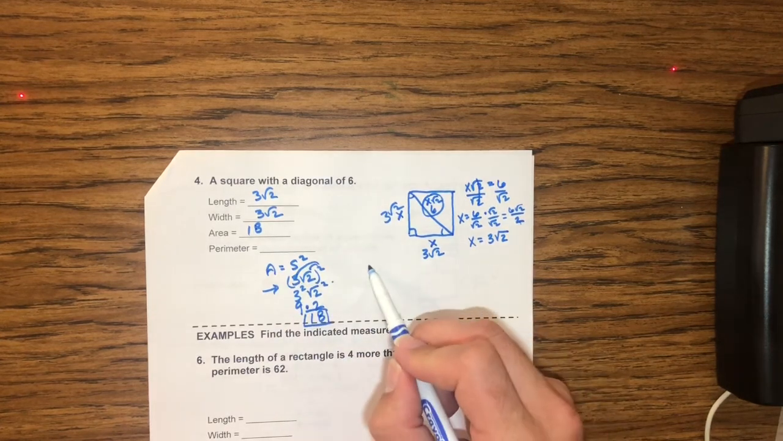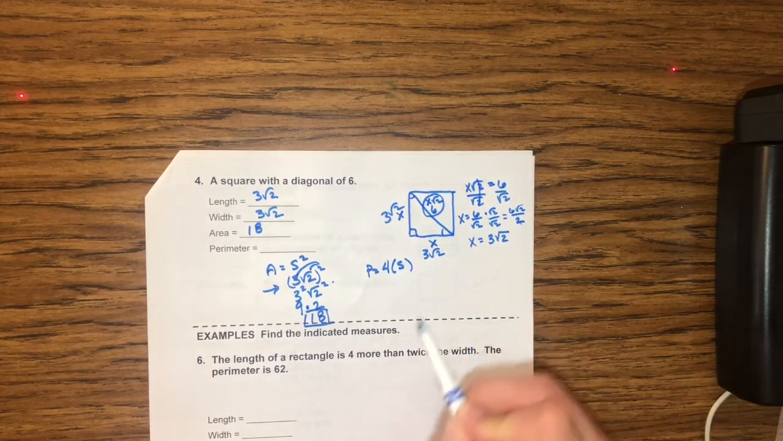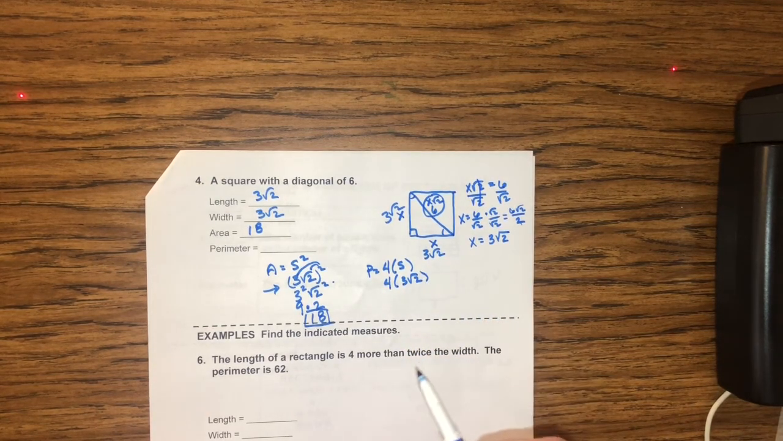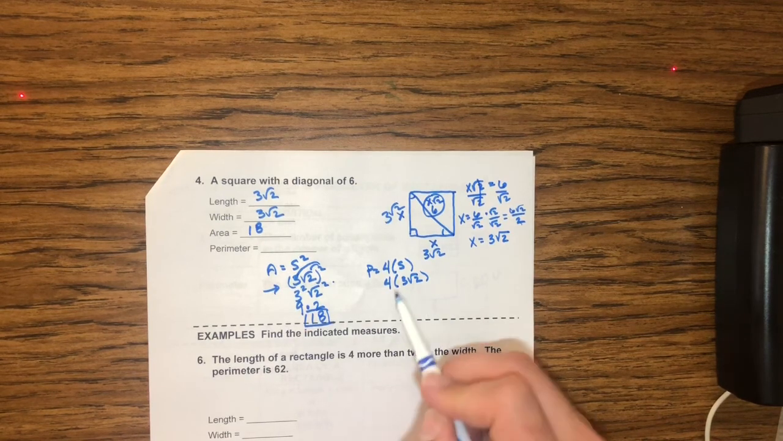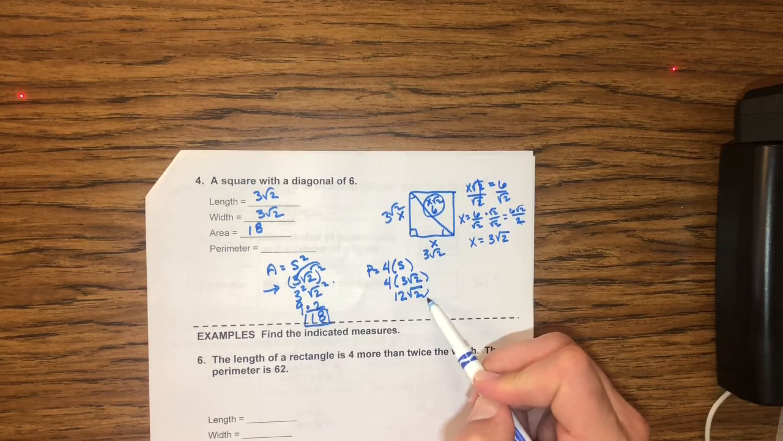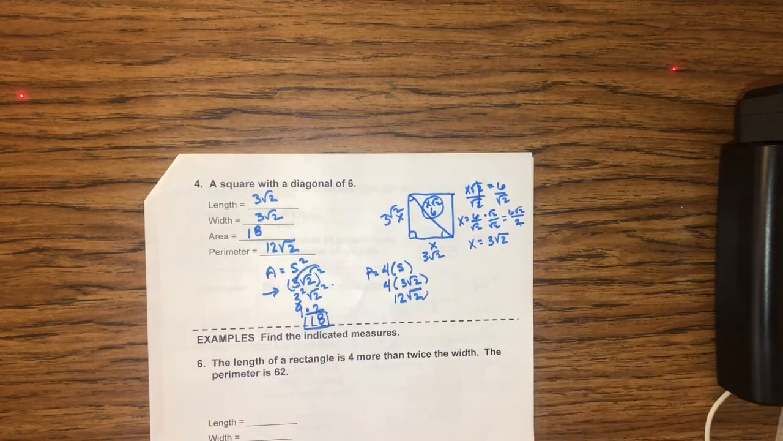Now the perimeter, 4 times the side length. So 4 times 3 square root of 2. Now we're just multiplying. 4 times 3 is 12. And we're not going to multiply the square root of 2 out because it gives us that decimal. So 12 square root of 2.